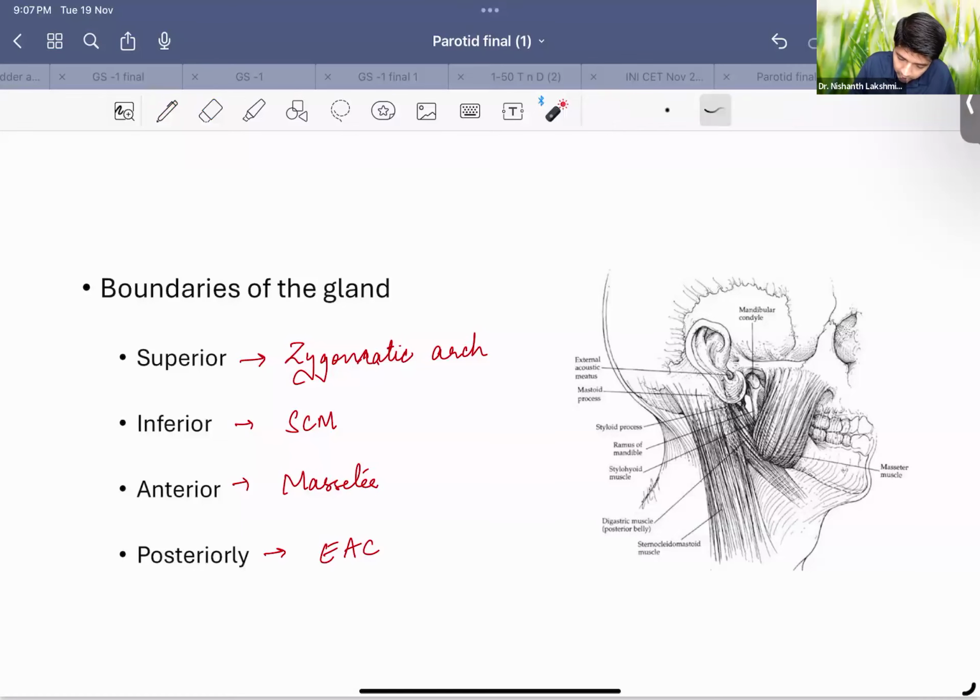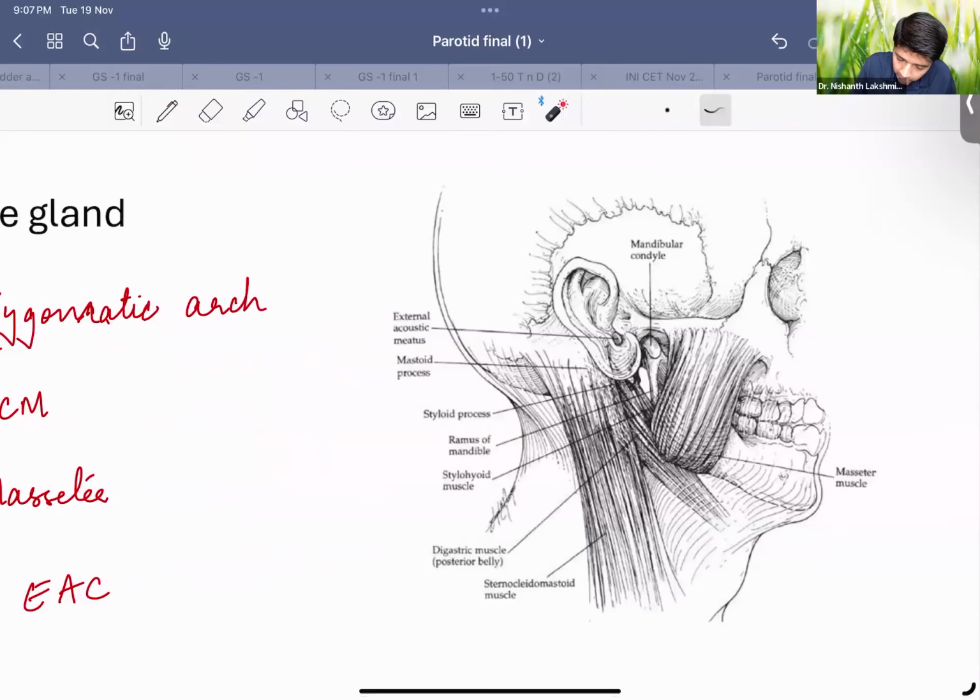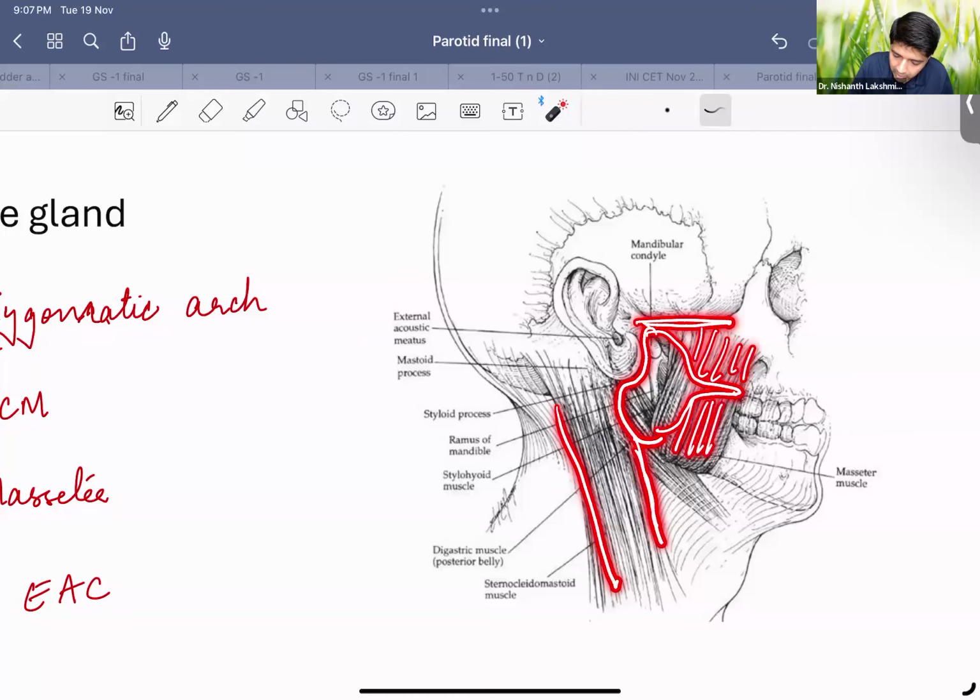If you look here, you can see superiorly, it's the zygomatic arch. And like I told you, this is where the parotid gland is situated. That's the duct. Inferiorly, you can see it's the sternocleidomastoid, which is here. Anteriorly, you're going to have your masseter muscle. And posteriorly, you're going to have your external auditory canal. So these are the boundaries of your parotid region.